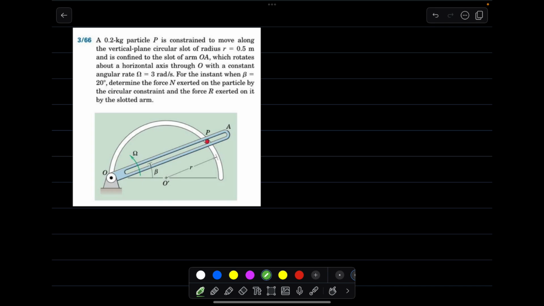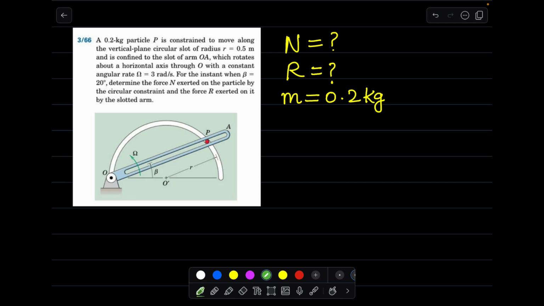So guys, we have to find the value of N and R. Now the question is, which type of problem is this and how can we solve it? To know this, let's go back to the problem and see what is given. The mass of the particle is given as 2 kilograms, and it is clearly asked that we have to find the normal force and the force exerted by the slotted arm. So we can say that we can apply the equation of motion very easily.